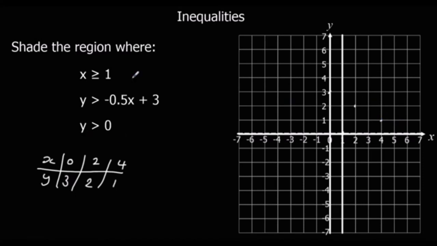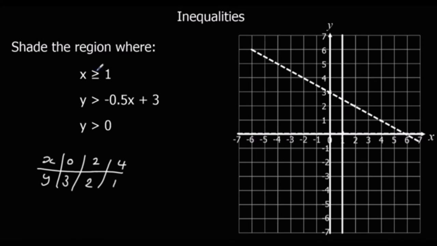And we're going to use a dotted line. So we're going to join these up. So join those 3 points up with a dotted line, so it goes through all of them. Okay, so now we need to figure out which region we need to shade.